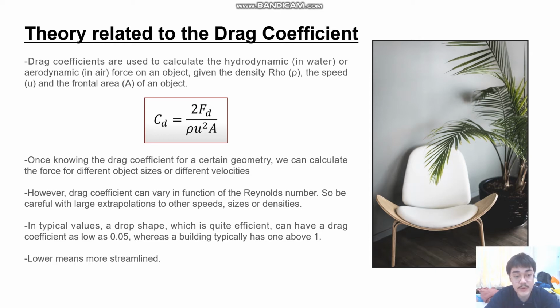In typical values, a drop shape, which is quite efficient, can have a drag coefficient as low as 0.05, whereas a building typically has one or above 1. Lower means more streamlined.